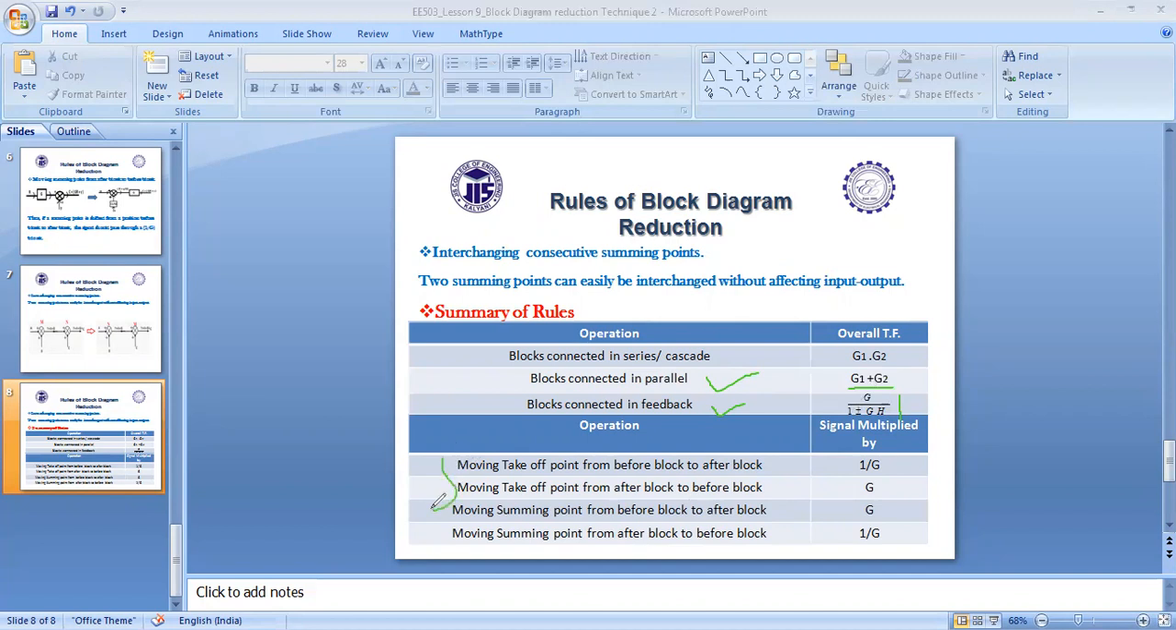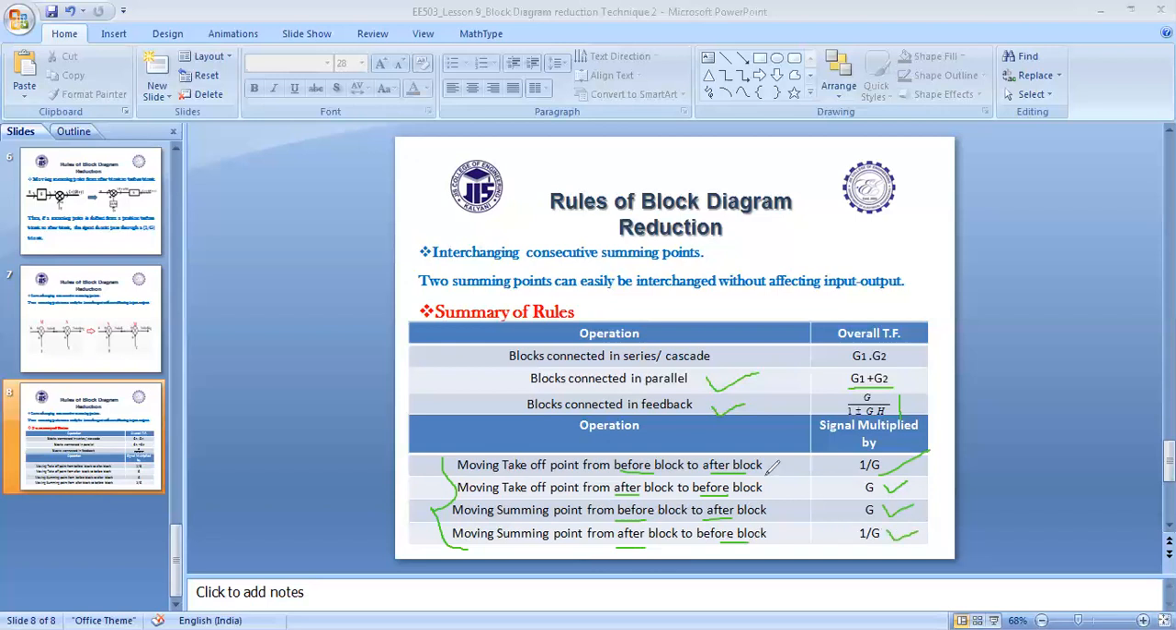These 4 points we discussed just now: moving or shifting the takeoff point from before block to after block, the signal should be multiplied by 1 by G. If we want to move the takeoff point from after block to before block, the signal should be multiplied by G. If we want to move the summing point from before block to after block, the signal should be multiplied by G, and for after to before it will be 1 by G.